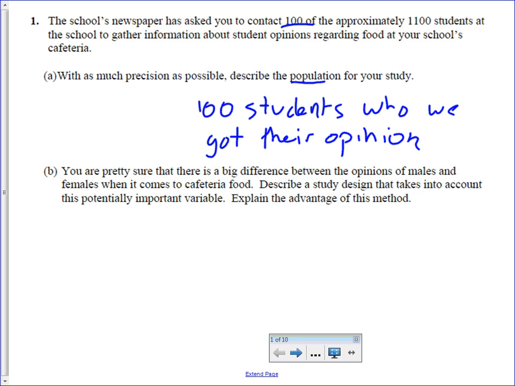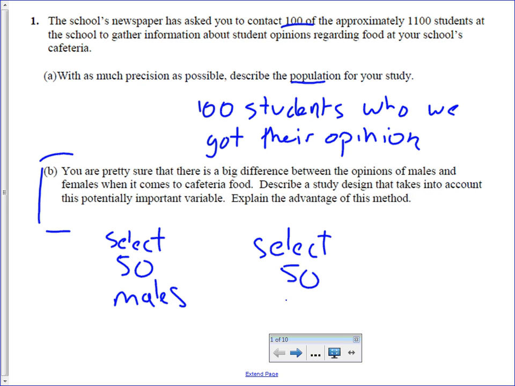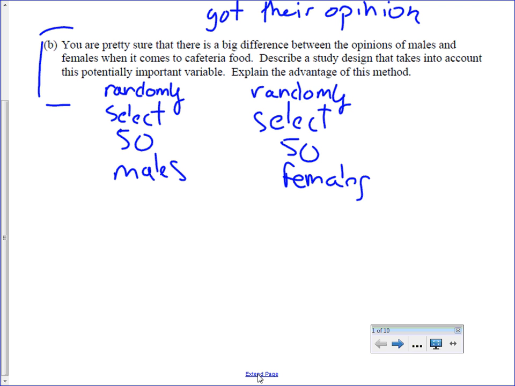All right, so this one is asking us to stratify our data. So here we would select 50 males and select 50 females. Whoops, sorry, I forgot the very important word. We're assuming that it's 50% male-female at the high school. It should be close.